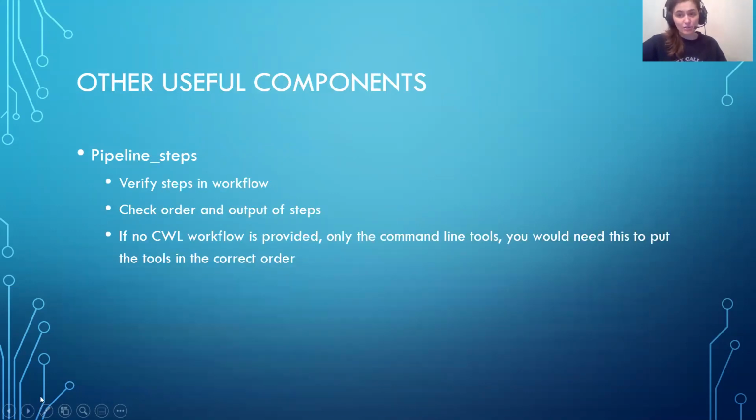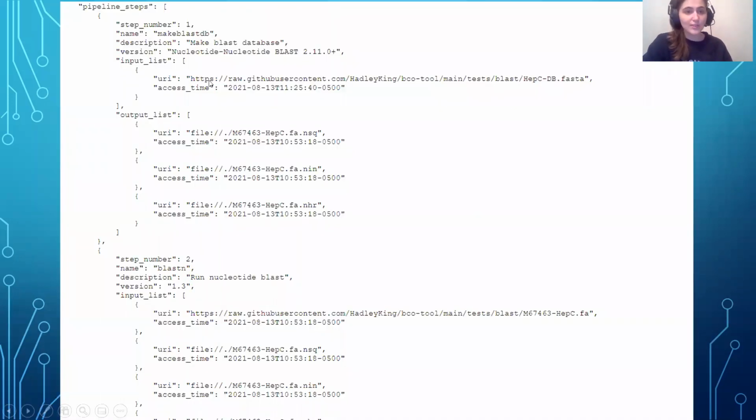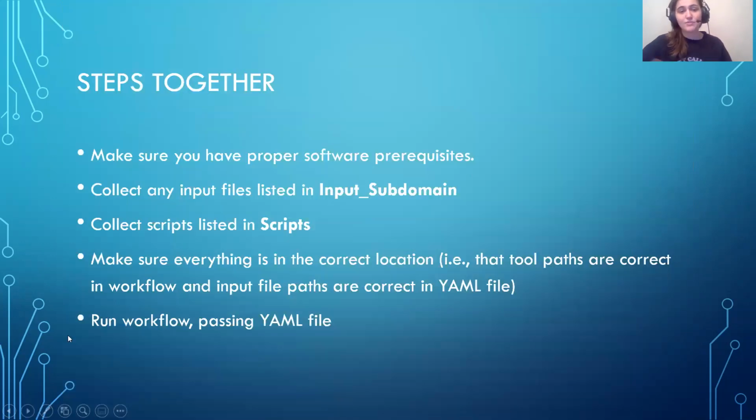So as I mentioned earlier, the pipeline steps can be useful to verify the steps in the workflow. You can check the order and the output of steps. And if no CWL workflow is provided, only the command line tools, you need this part to put the tools in the correct order. So as we can see, step 1 is make blastdb, step 2 being blastn. So we would have known that even if it wasn't in the usability domain.